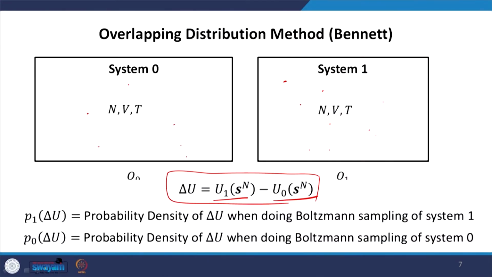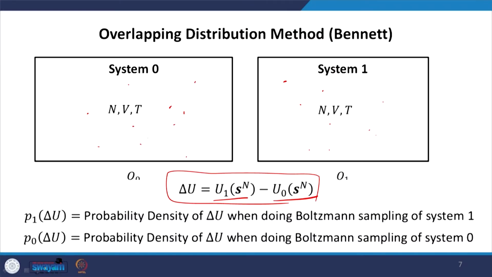So, we can for example create a histogram and use that to find the probability density of delta U. Now, I can do the reverse. I can perform the Monte Carlo simulation in system 0 again using the idea of Boltzmann sampling or the Metropolis algorithm, and in this case for every configuration that we have in system 0, I map the same configuration, that is I copy the coordinates from system 0 to system 1 and compute delta U for that, and then I will get the probability density of delta U when I am doing the Boltzmann sampling of system 0.